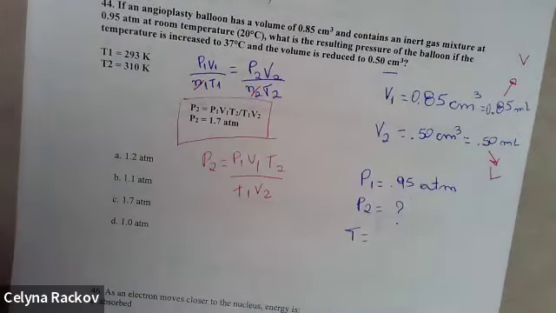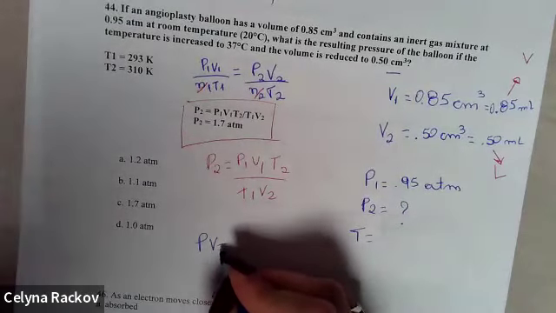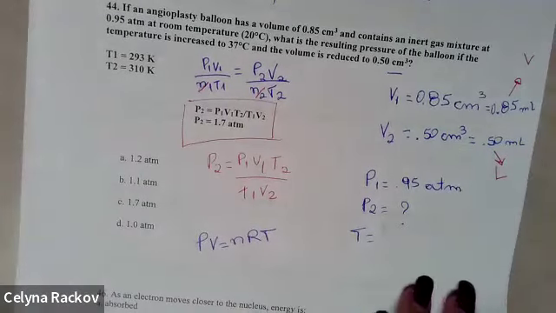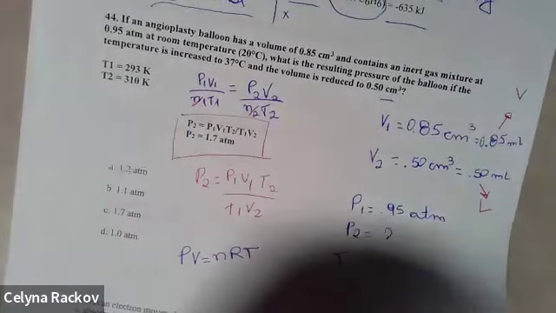So we also needed to talk about the gases. We also need to practice the ideal gas law equation, PV equals nRT, right? But in this case, you use the combined equation.